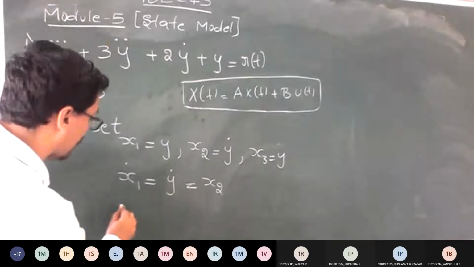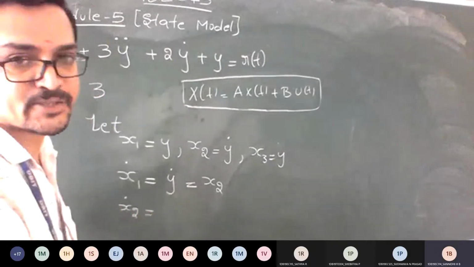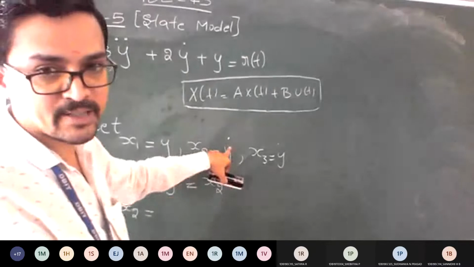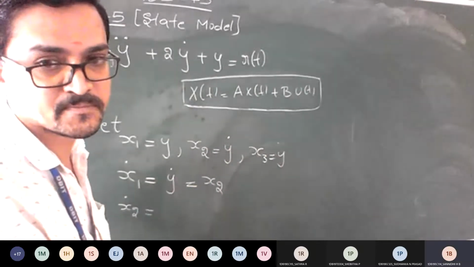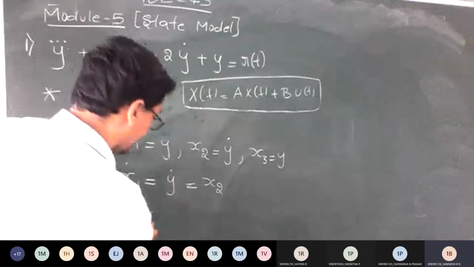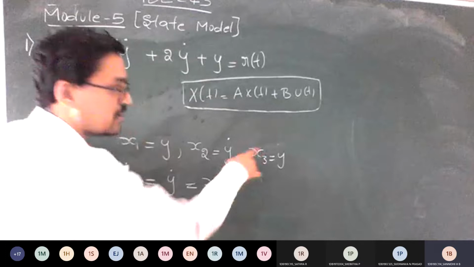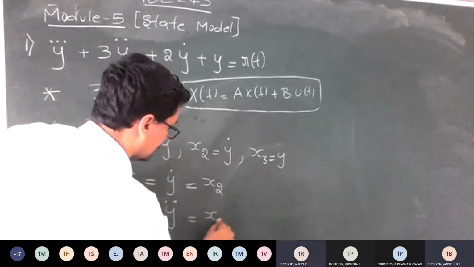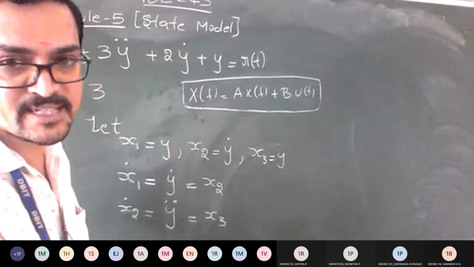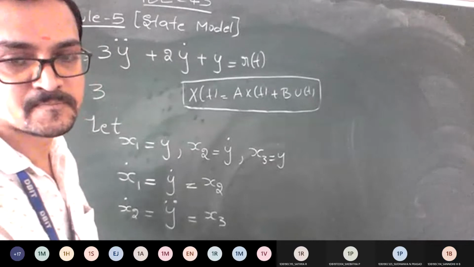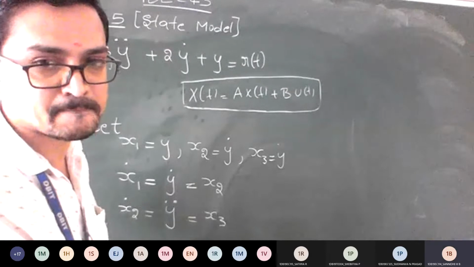So now you tell me what is x2 dot, guys? x2 is y dot. If we do double differentiation, it is going to become x3. X2 dot you can write as y double dot first. So what is y double dot? Nothing but x3. So I got x2 dot as x3. I hope you're understanding the things. Shall I proceed? Everyone, shall I proceed? Yes, sir.